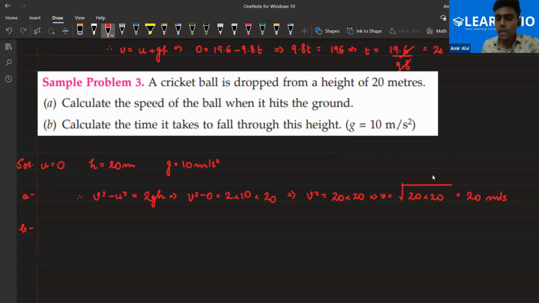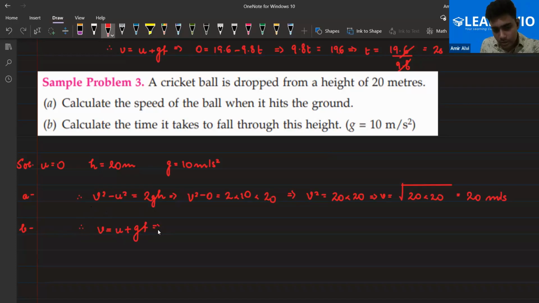So you have to be there in the class with a very attentive mind and respond to me. B part is saying that calculate the time it takes to fall through this height. Simply use the 2 seconds. You can use the first equation of motion because now you have final velocity as well as the acceleration. Yes, sir. 2 seconds, sir.